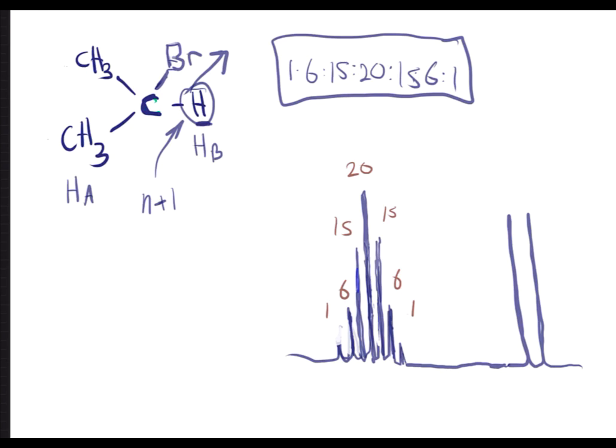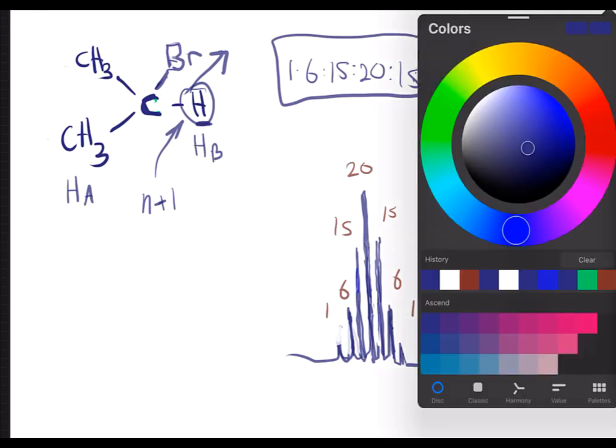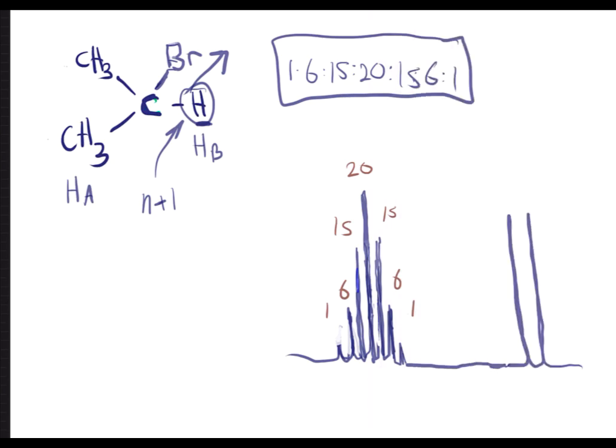Okay, that's the splitting. And here's where I think a lot of students get lost. The integral. What about the integral? The integral is going to be such that if I made the integral for the septet 100, then this integral would be 600, because I have 6 resonances, 6 of the HAs to 1 of the HB.